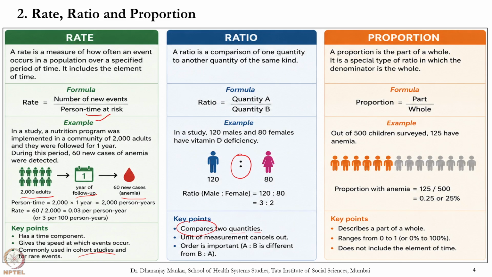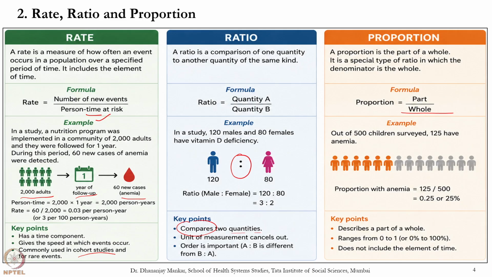Then comes proportion. A proportion is a part of a whole, and it is a special type of ratio in which the denominator is the whole. So here the denominator is very important. For example, out of 500 children who were surveyed, 125 have anemia.